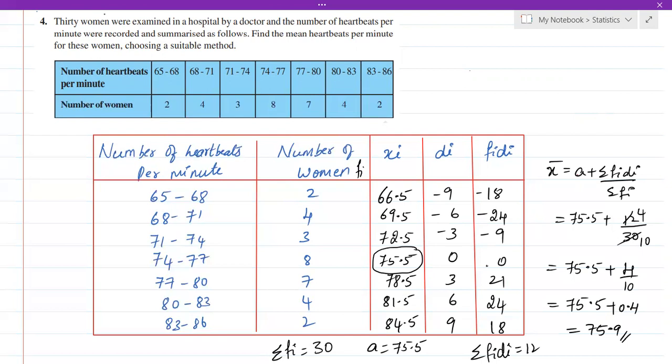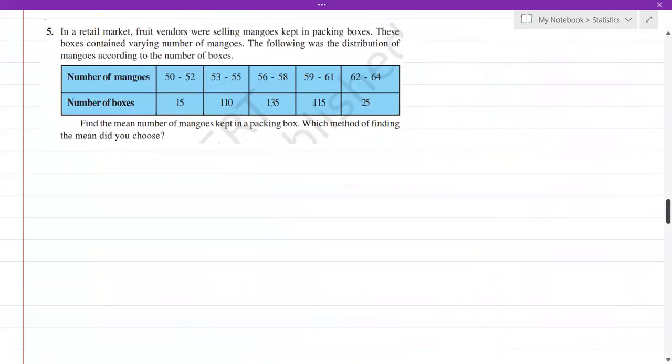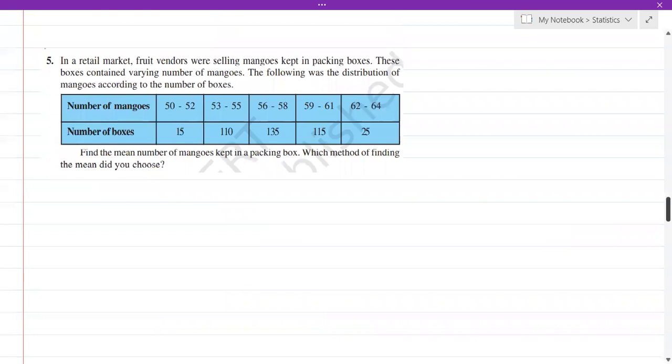75.9. So let's get into the next question. In a retail market, fruit vendors were selling mangoes kept in packing boxes. These boxes contain varying number of mangoes. The following was the distribution of mangoes according to the number of boxes. Now we have to find the mean number of mangoes kept in packing box. It is the average number of mangoes per box.